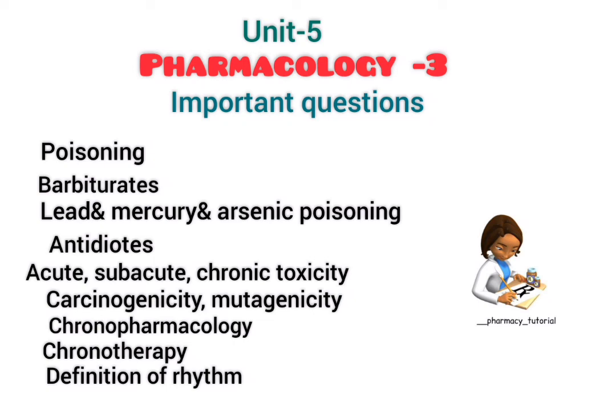They are going to ask like that. Acute, subacute and chronic toxicity, carcinogenicity, mutagenicity, chronopharmacology, chronotherapy, definition of rhythm for 2 marks, chronotherapy definition 2 marks, chronopharmacology definition 2 marks. From poisoning they are going to ask for 5 marks, and acute and chronic toxicity for 5 marks, carcinogenicity and mutagenicity for 5 marks.